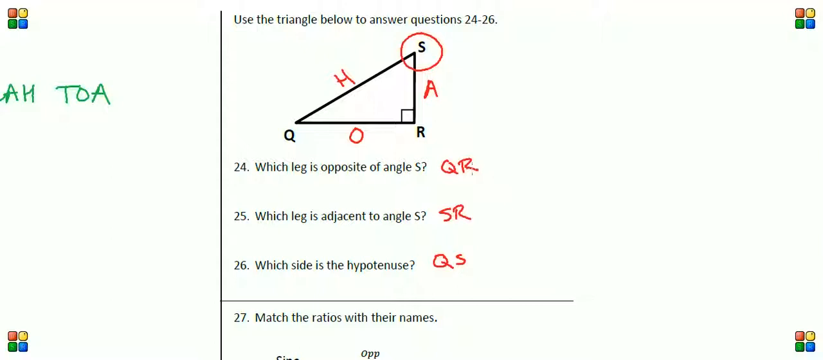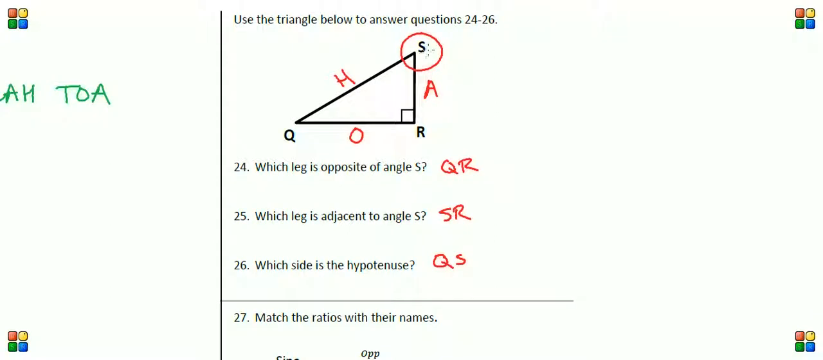What you can't do is call the opposite side to angle S just Q. Q references this vertex, which references this angle. We can say angle Q, and that's totally fine. We can say angle S and angle R. There's no confusion about which angle we're talking about when we use those three letters. But you can't call the side of this triangle side Q. If you say that, I'm not clear which one you're talking about. Is it this side, which touches Q, or is it this side?